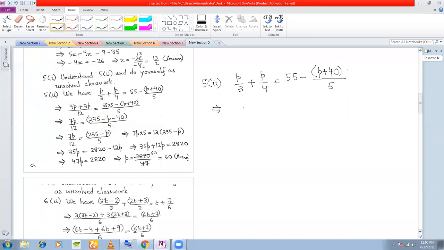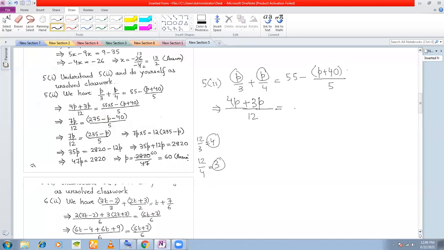Again, step 1 is to remove all the fractions. You take the LCM. 3 and 4 LCM is 12. This 12 you divide by this 3. 12 divided by 3 is 4. So this 4 you multiply with this p to get 4p in the numerator. You write the plus sign as it is, and now you divide 12 by 4 to get 3. This 3 you multiply with this p to get 3p.